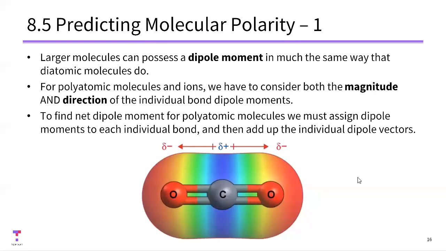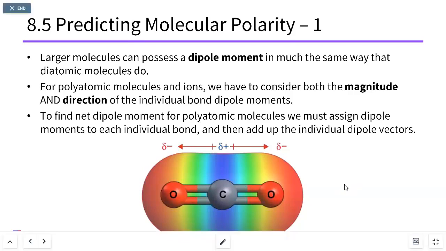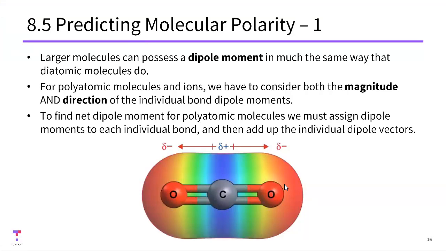So for dipole moment, what we are looking at is what is the overall polarity of a given molecule? Is a molecule polar or non-polar? And for that, your book talks about the idea of magnitude and direction. Magnitude being how polar is the bond that we are talking about. Direction being what direction does the polarity go?